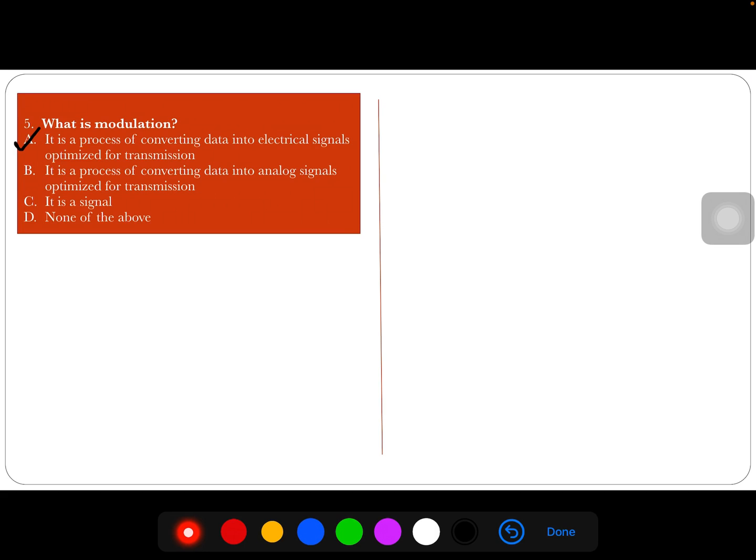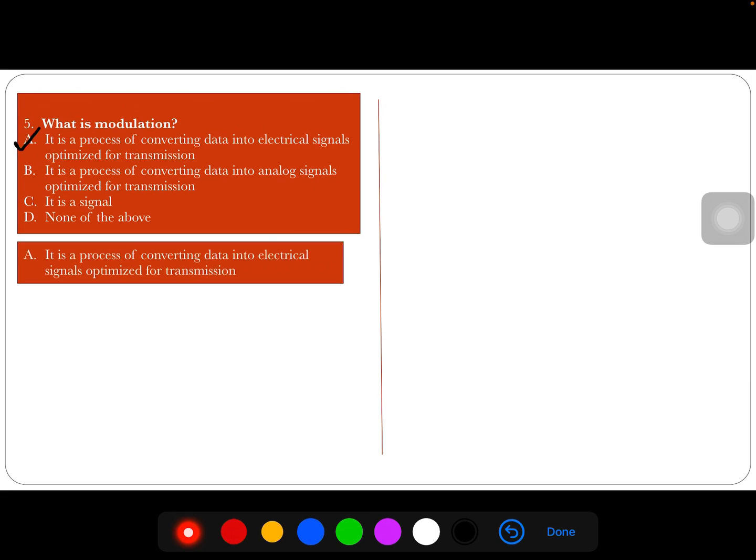B is not the correct option, because it is written here that it is the process of converting data into analog signals, which is not the case. Signals can be either analog or digital. So we do not convert the signals specifically into analog form. Modulation is basically converting the signal into a form which is suitable for its transmission, and that is electrical form. So option A is the correct one.